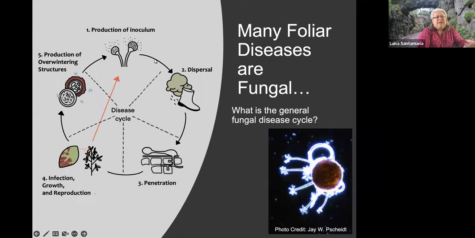Then there is dispersal, and each organism has different ways. Some spores could be dispersed with the wind, with the rain, with splash water. So there are several ways that they can disperse, and we can also help to disperse them with our shoes or activities we do in the farm, and then these spores land in the right spot and infect. So that is a summary of what would be a normal cycle of a fungal disease.